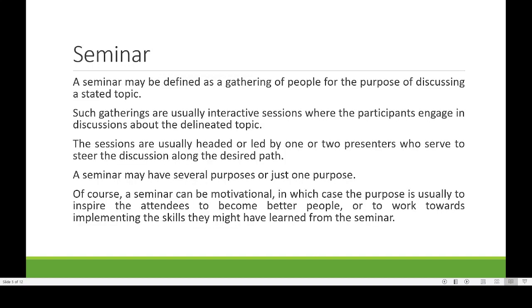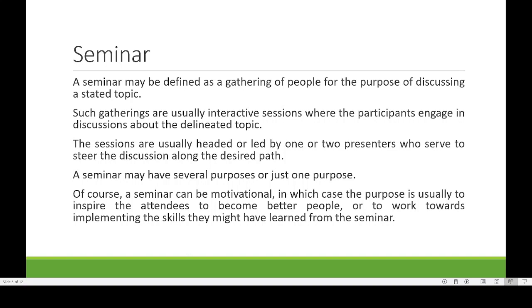Another technique that we use is the seminar. A seminar may be defined as a gathering of people for the purpose of discussing a stated topic. For example, a seminar on the effectiveness of the booster dose on COVID-19. Many experts working in immunology, vaccinology, or health will come and give their opinions. Sometimes some people will present research publications or research presentations. So these are all expected in a seminar.